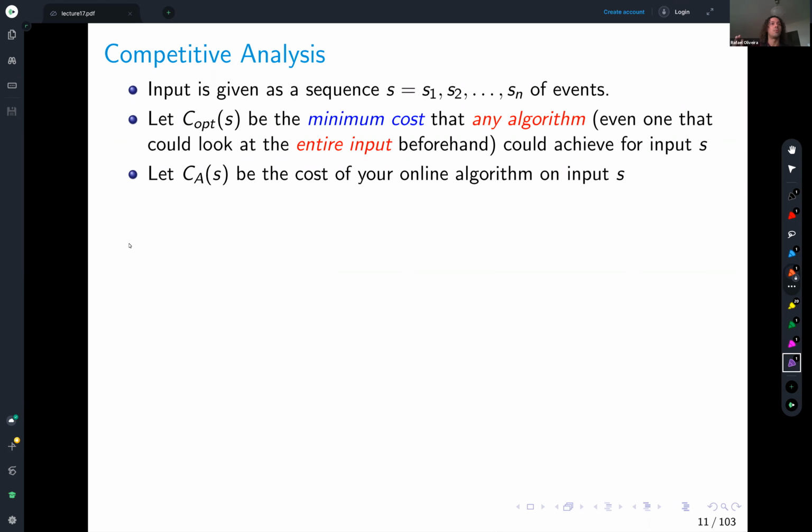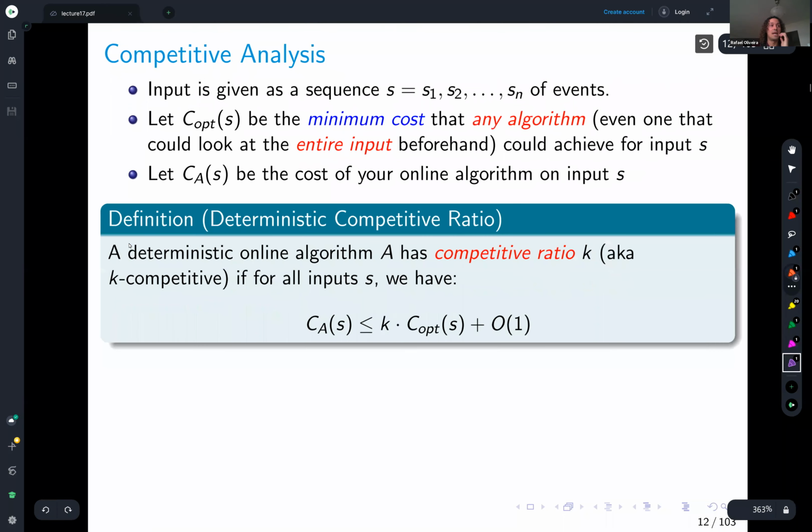Or let's say you took an umbrella and it wasn't raining, so you're carrying it around. So that also has a bad cost, let's say 1, right? The inconvenience. Does that make sense? So now we want to compare C_A of S, on input S, to C_OPT of S. Does that make sense?